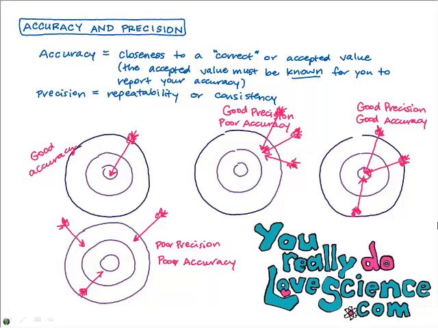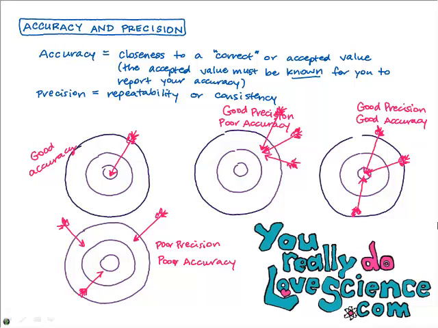So in your measurements, if your measurements are correct and you're actually getting the right answer, you can say, oh, that's very accurate. But if you're consistent, then you can say you're precise. And you could be consistent and correct, or you could be consistent and incorrect. I think you understand the difference now between accuracy and precision.